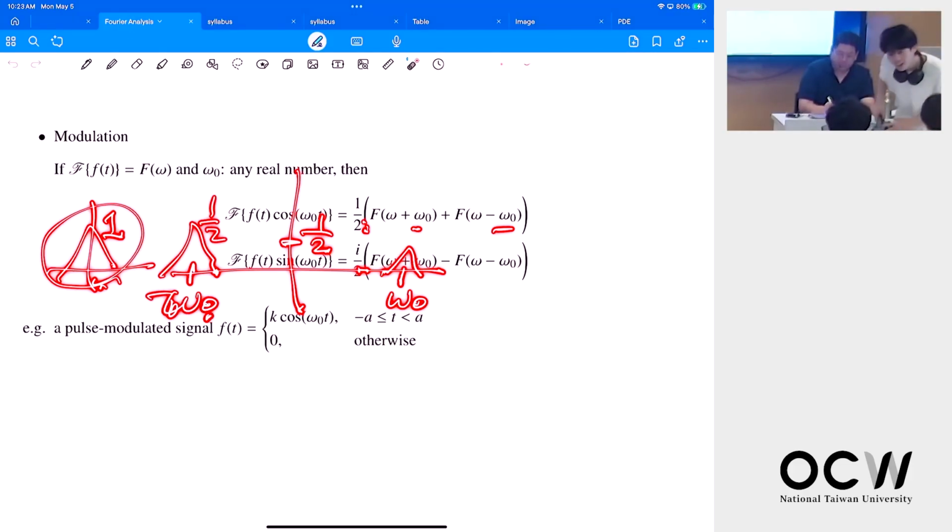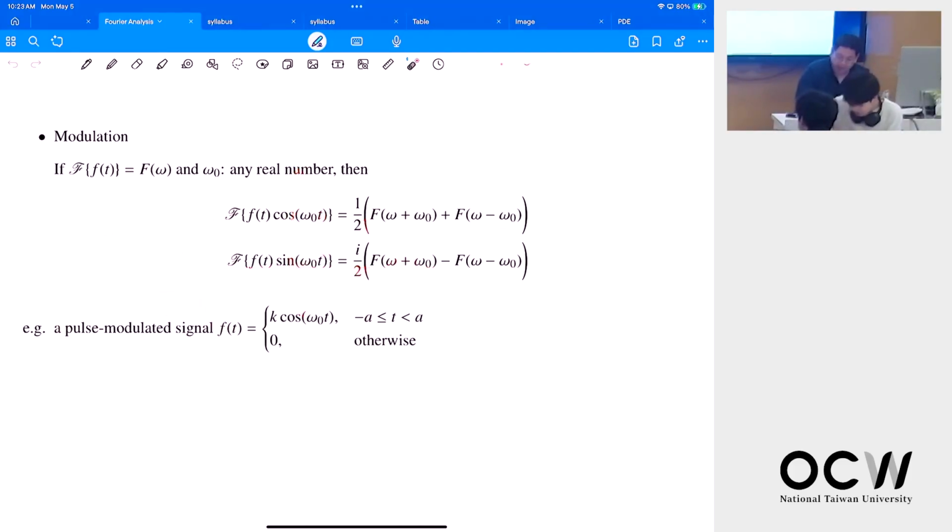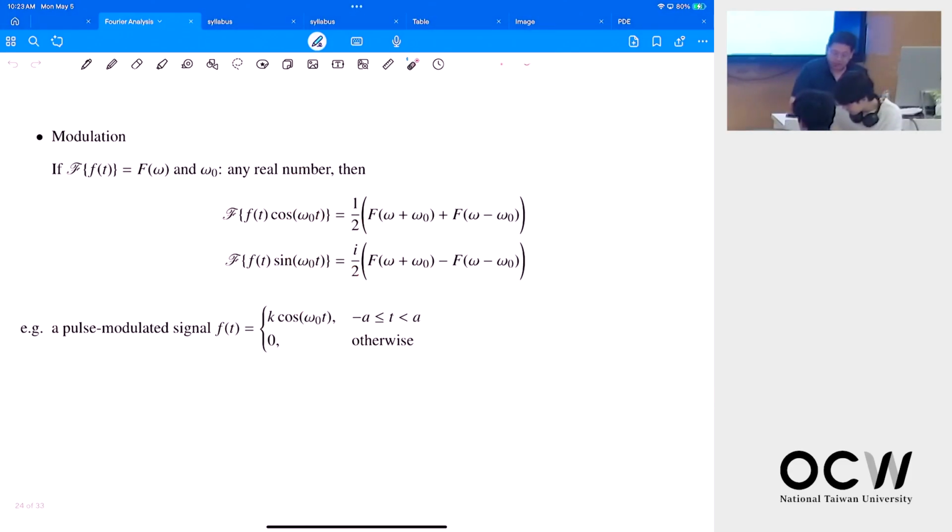Okay? So that is the modulation. I will just shift to the right and shift to the left. Same thing for the sine function.